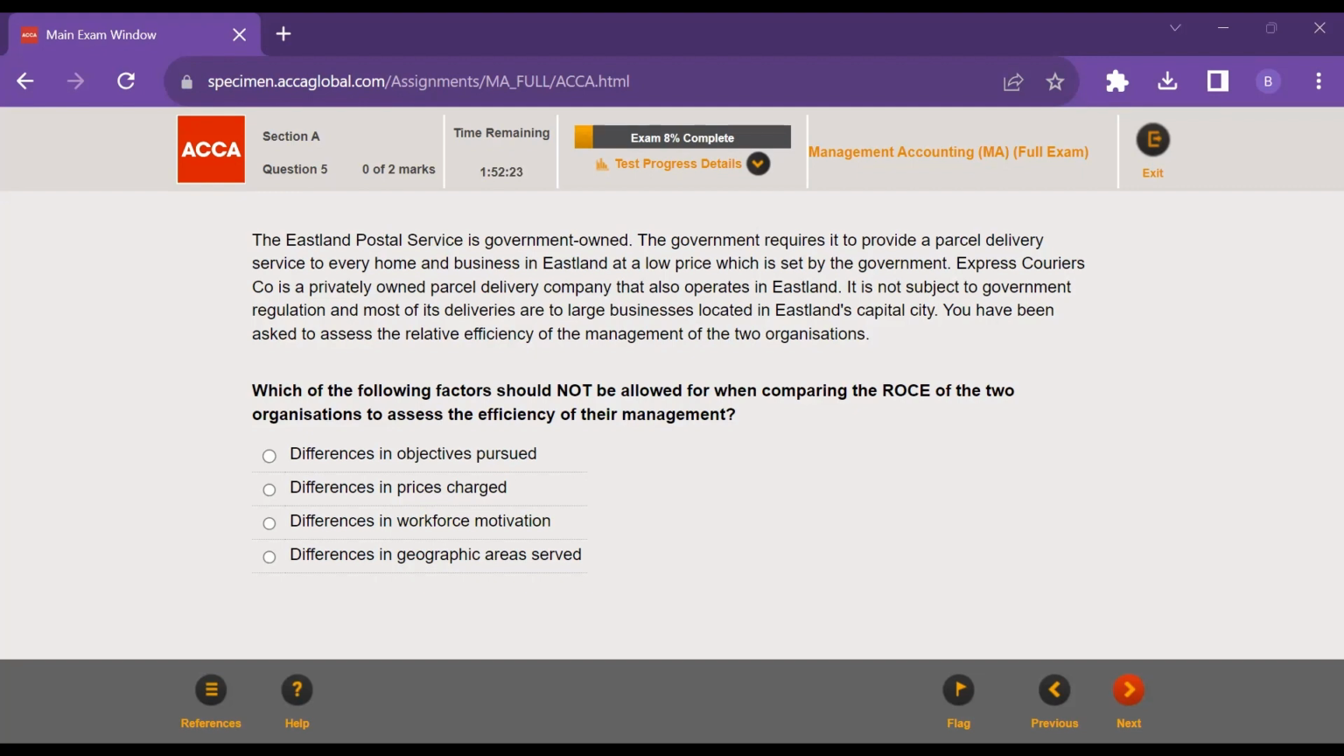So basically, we should not be allowing for workforce motivation. Why? Because the motivation of the workforce cannot be measured in an objective way. Workforce motivation is something that cannot really be quantified, so how can you allow for this? That is why workforce motivation should not be considered over here. Everything else can be measured. Objectives can be measured; how much you have achieved your objectives can be found out using different measures. Prices also are quantitative. Then differences in geographic areas served: how many customers you are catering to can also be quantified, but workforce motivation cannot.